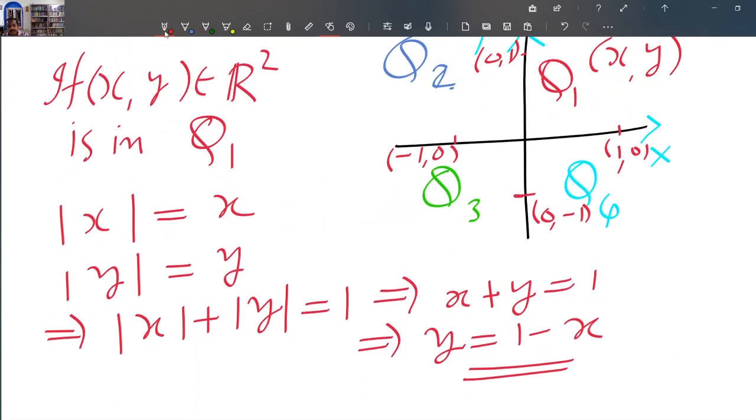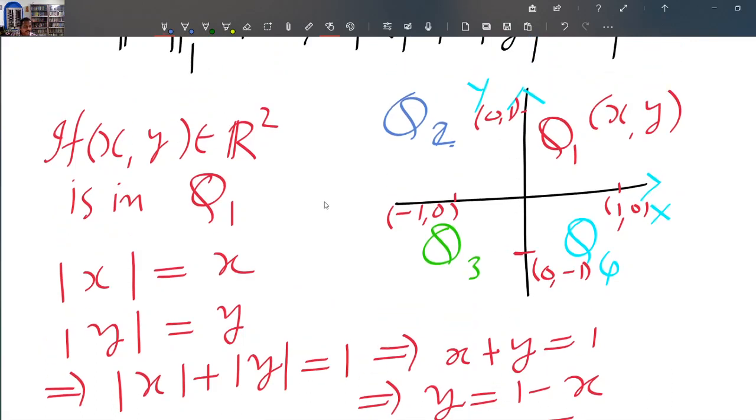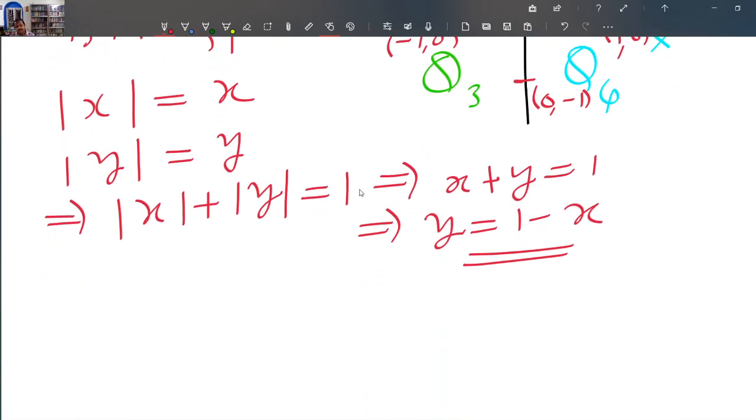Now you consider what happens in Q2. So what is this equation? y is equal to 1 minus x, since x and y vary from minus 1 to 1. So this is the equation of y is equal to 1 minus x. We can check all these things using GeoGebra.